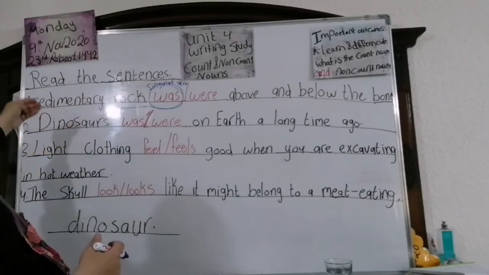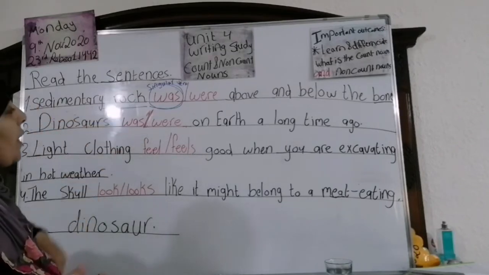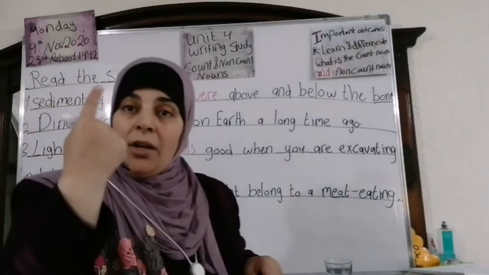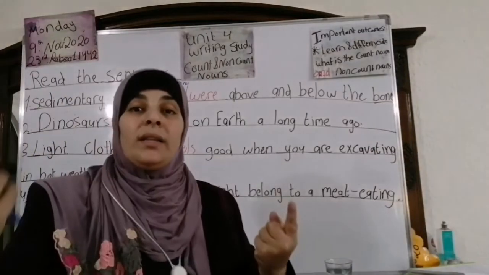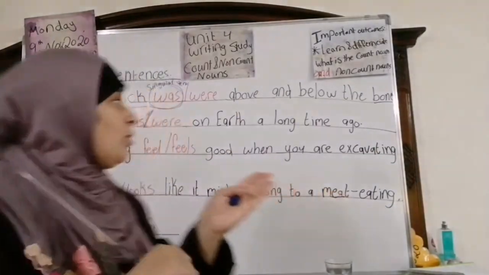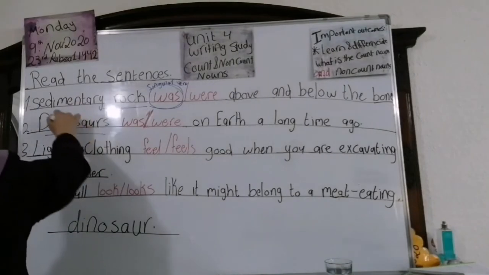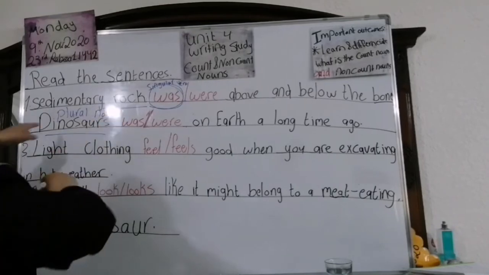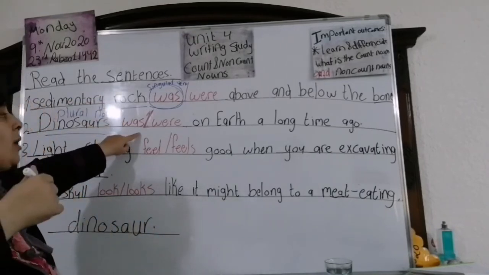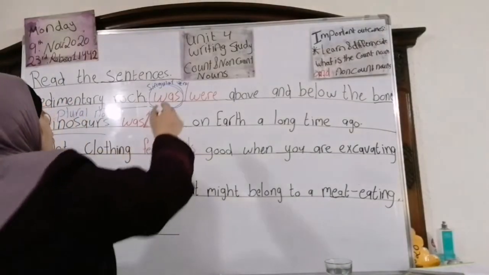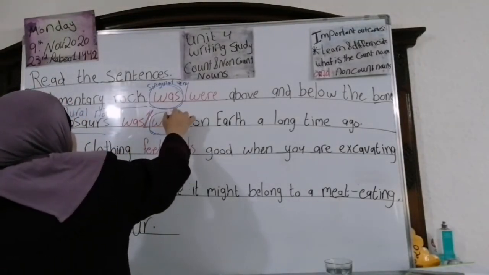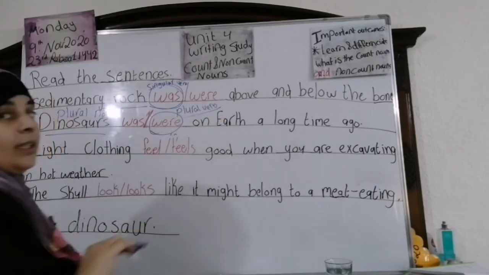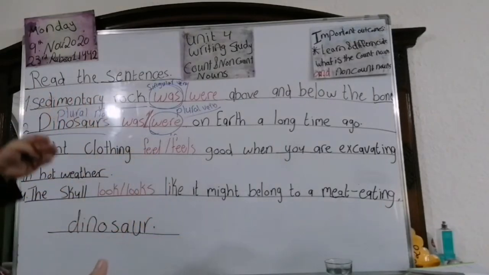Number 2. Dinosaurs was or were on Earth a long time ago. Dinosaurs. What do you think? Is it singular dinosaur or dinosaurs plural? More than one dinosaur. So we're going to say this is a plural noun. Okay? But plural noun, what does it take? It will take, if you remember, plural verb. Okay? Deal? Okay? Let's move to number 3.